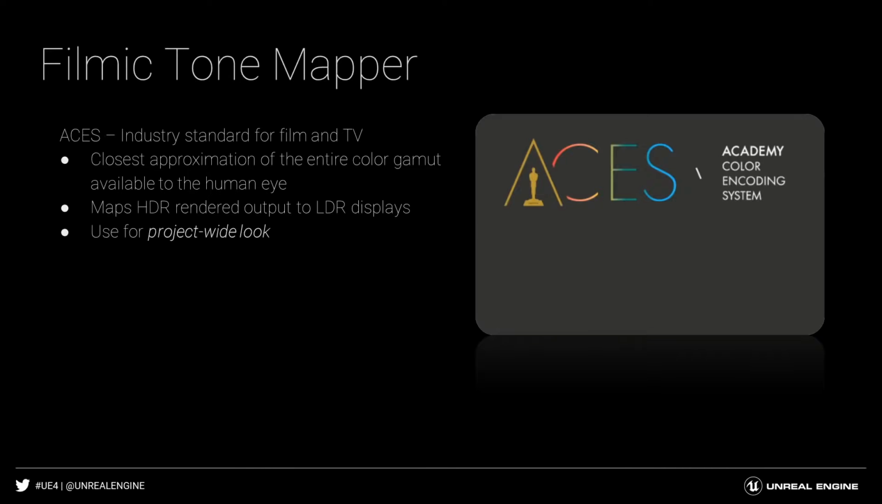The Filmic Tone Mapper inside of Unreal uses the Academy Color Encoding System, or ACES, which is industry standard for film and TV. It's the closest approximation to the color gamut available to the human eye. And what it does is it maps HDR renders which come out of Unreal to low dynamic range displays. You should use the Filmic Tone Mapper for your project-wide look. So once you've set it for the entire project, you shouldn't have to change it again. This is like setting a film stock for a movie.